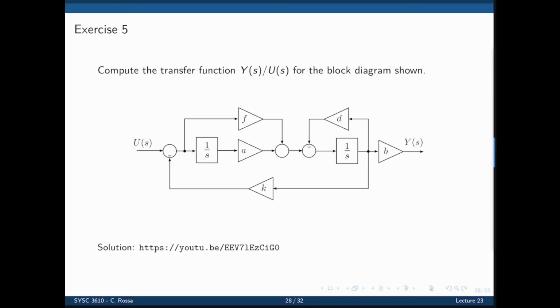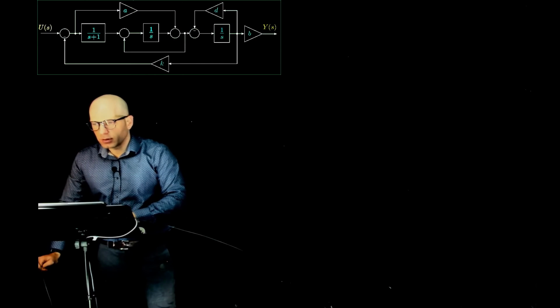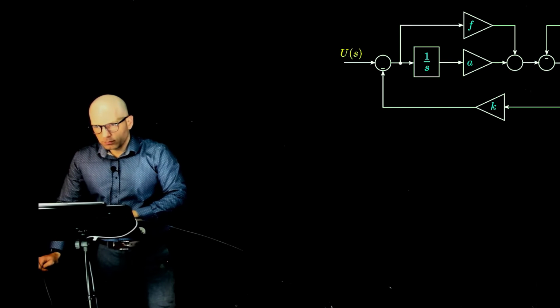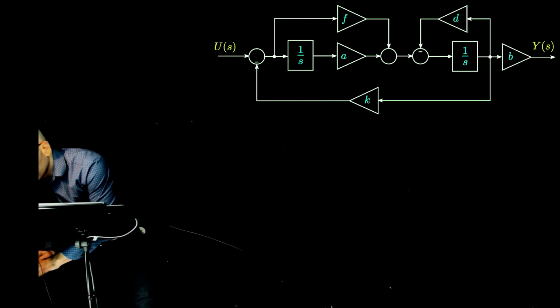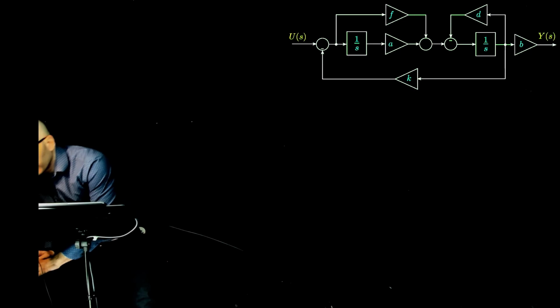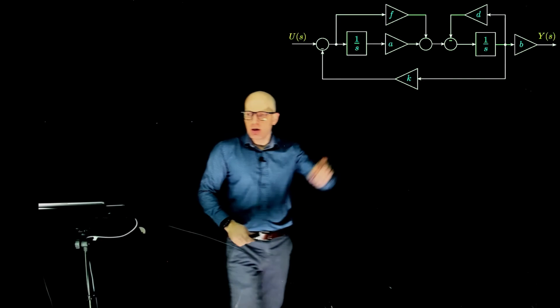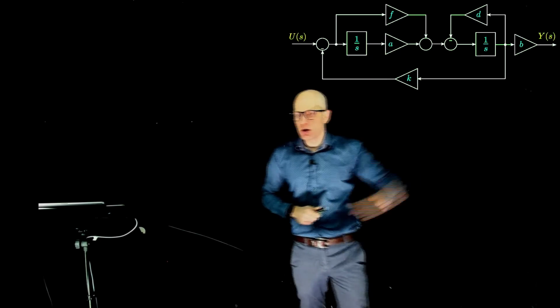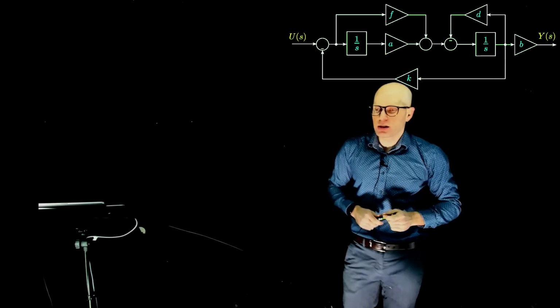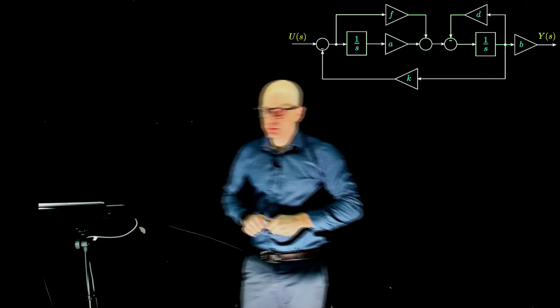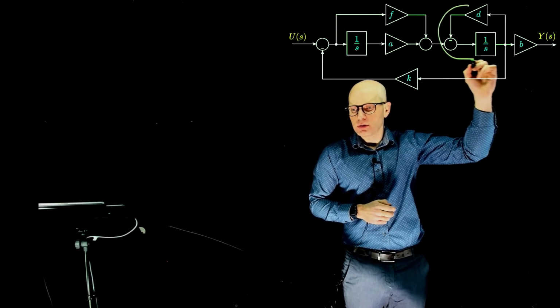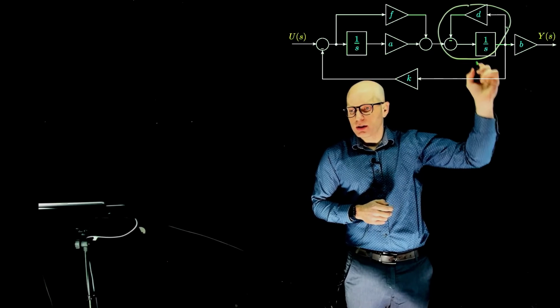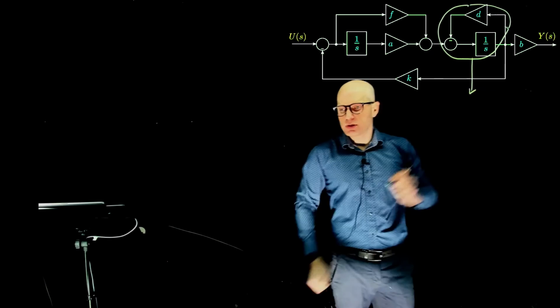Can we simplify 1 over s and d? Let me just adjust this. It's out of range. There. What can we do first? Well, yes, we can multiply these two. Easy. This feedback loop can be simplified as well. What else can we do? Let's start here. Let's take this feedback loop and simplify that. What is the result here?